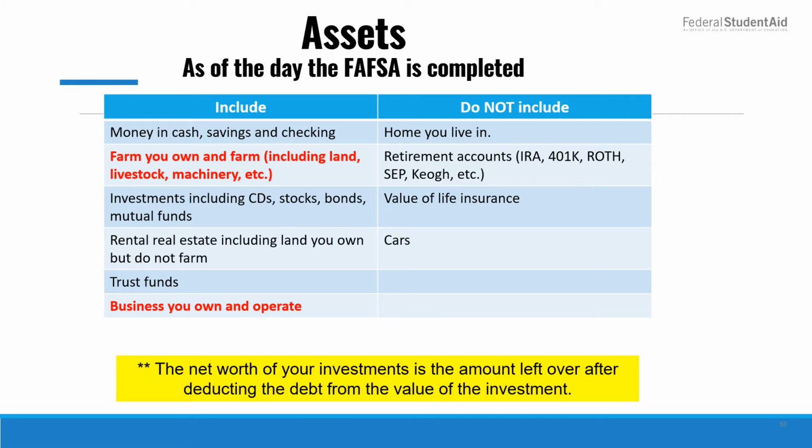So what is not included? The home you live in is not an asset. Any retirement account, it doesn't matter if it's personally held, if it's employer funded, or where the retirement account is or what kind. Any retirement funds are not considered an asset. Any value of life insurance and the cars that you own are not an asset.